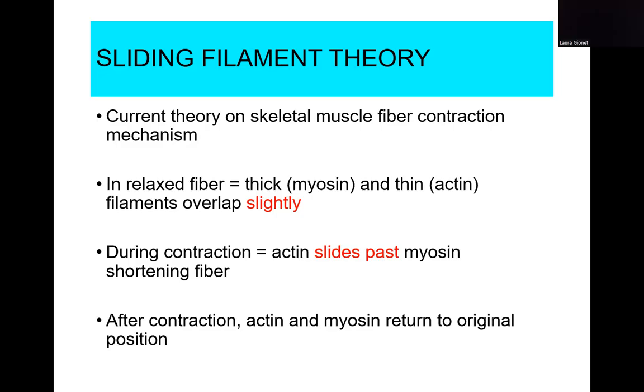All right, so that's what we call the sliding filament theory. It's the current theory on skeletal muscle contraction mechanism. In a relaxed fiber, the thick myosin and thin actin filaments overlap slightly, but during contraction, actin slides past myosin, shortening the fiber. That's what they call the sliding filament theory, because they're going to slide on one another. After contraction, actin and myosin return to the original position.